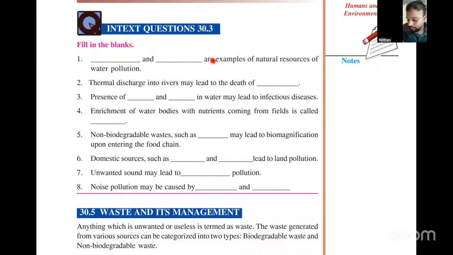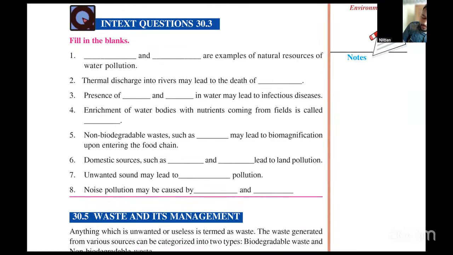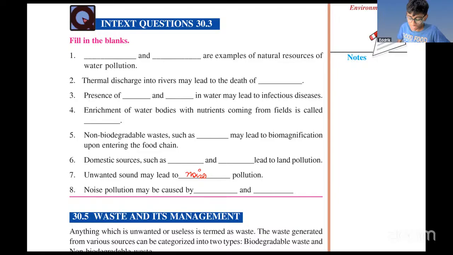Unwanted sound may lead to noise pollution. Which question? Question number 7. Unwanted sound will lead to noise pollution. Correct. Okay. Now, Adri, any one of these? Okay, first one. Agricultural waste and fish are examples of natural sources of water pollution.